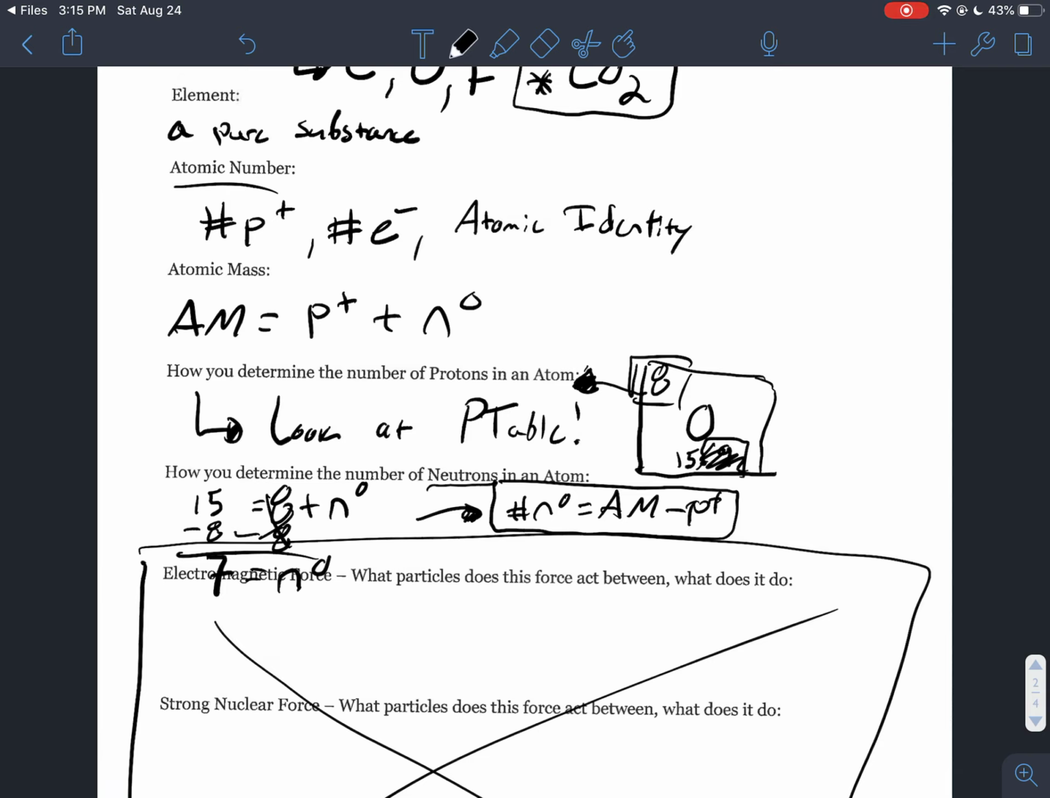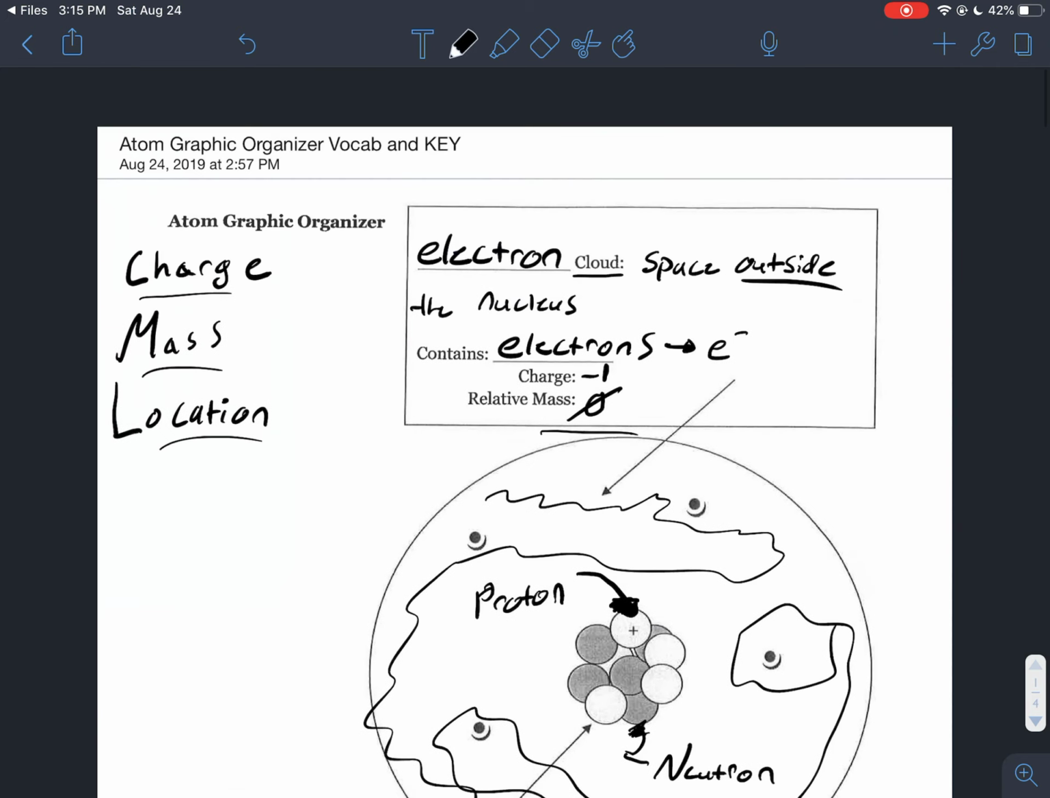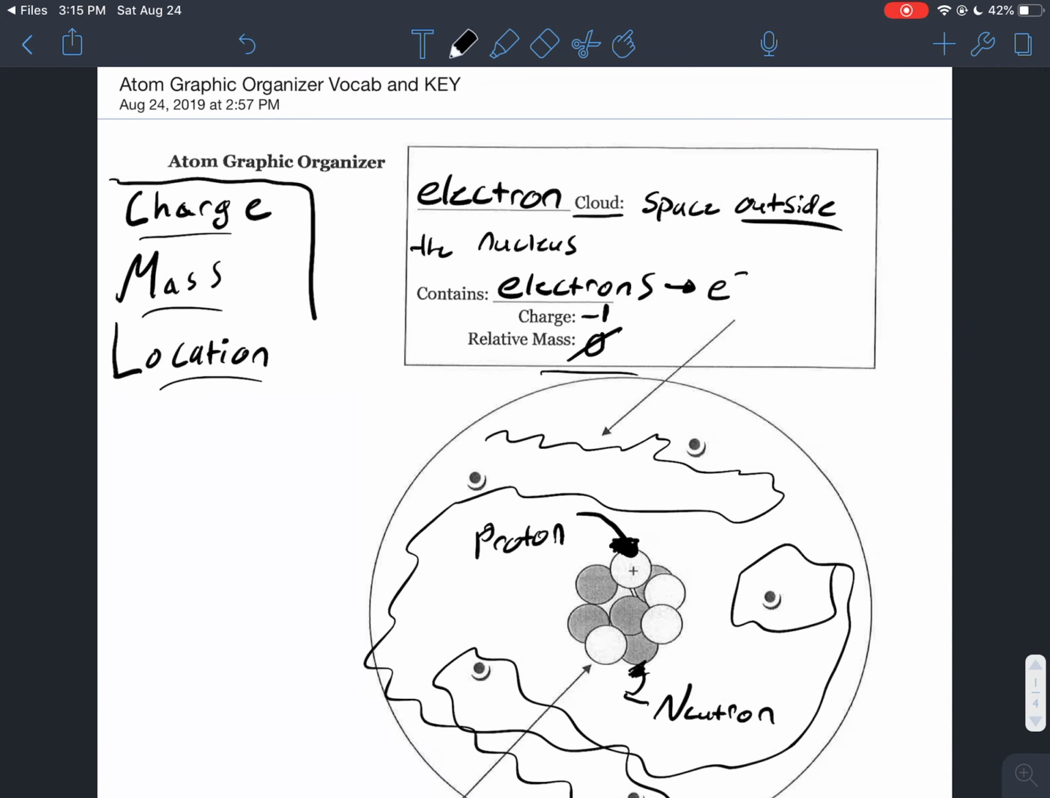Be thinking as you move through that station, what am I doing with protons? What am I doing with neutrons? What am I doing with electrons? The three things you need to know about them are right here. Their charge, their mass, their location. Great job. You can move on to the Bohr placemats activity.